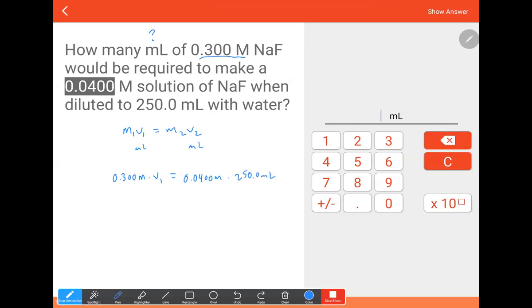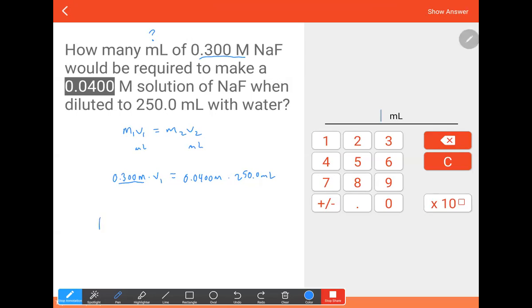So essentially, how much of this more concentrated solution do I need to take to have it be 250 milliliters? So I would dilute it. How much of this concentrated stuff will I pull out and then dilute the rest with water?